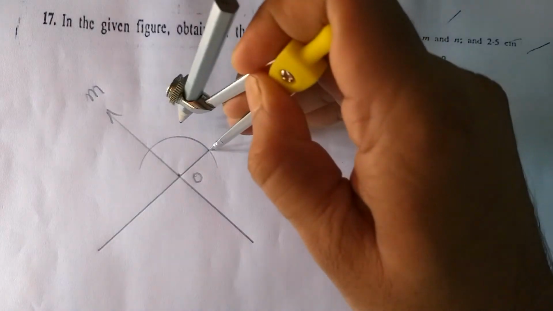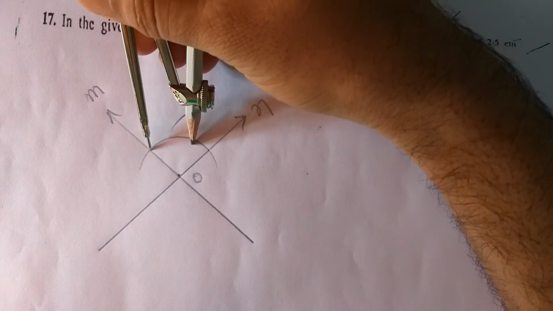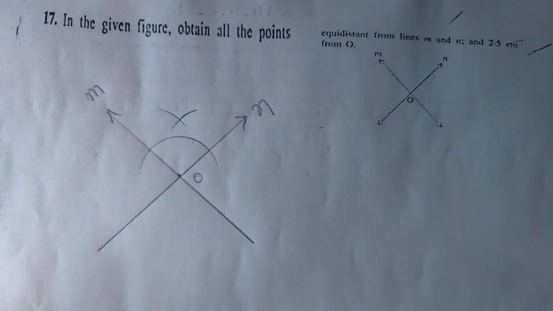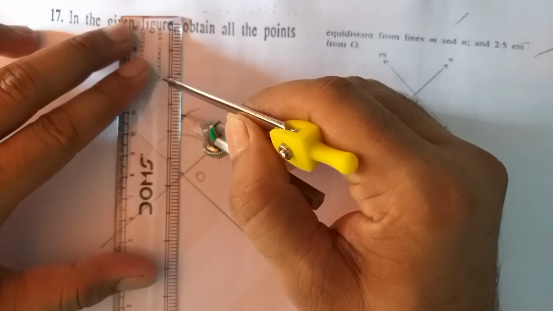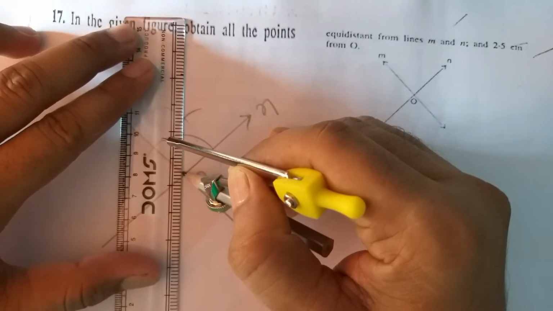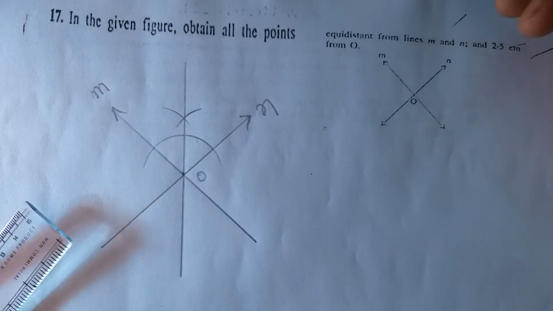This is the technique of bisection. First you draw one arc like this. Again from here one arc, and from here another arc. Now you join this and produce both sides. So this is the bisector of this angle.